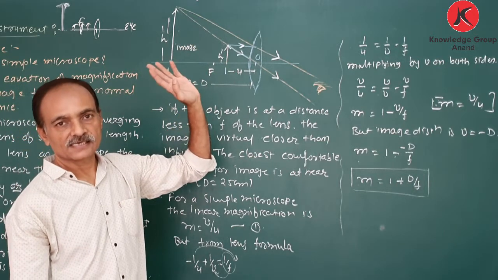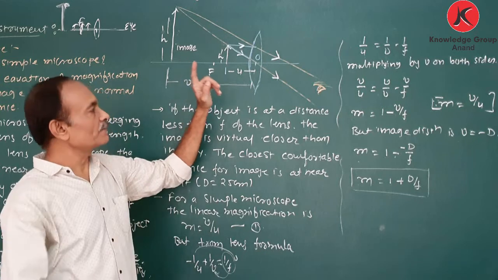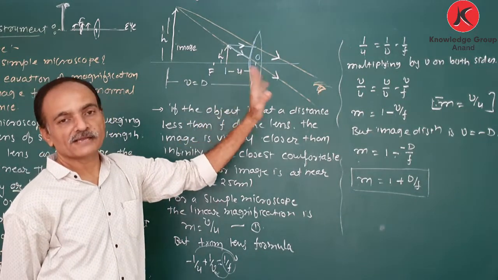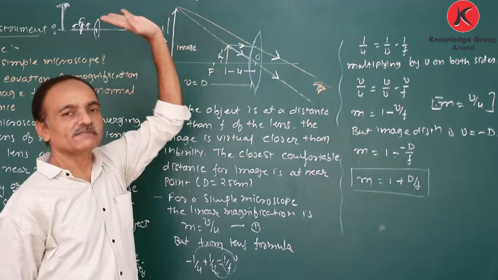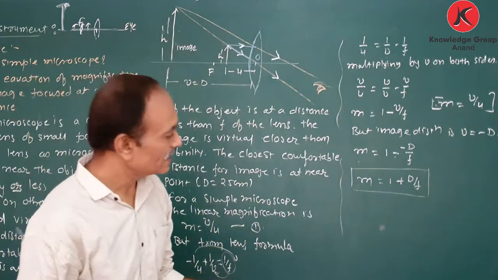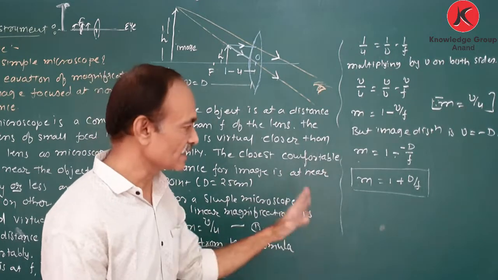Is this clear? We are also going to obtain the magnification of a simple microscope when the object is placed at the principal focus. At that time the image is formed at infinite distance, which we will cover in the next portion. Clear?